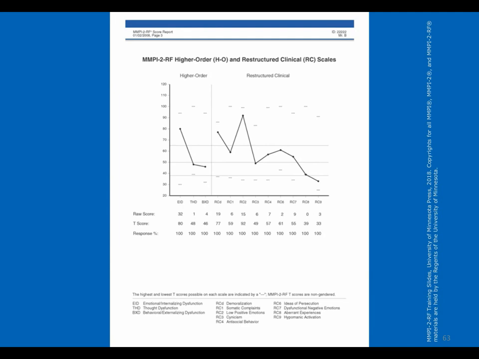Once we provide an interpretation for RCD, we're then going to interpret the specific problem scales that are more narrow measures of RCD. This is going to include, for example, suicidal ideation, helplessness, self-doubt, and inefficacy. And we're going to interpret those 4 scales in order of elevation as well.